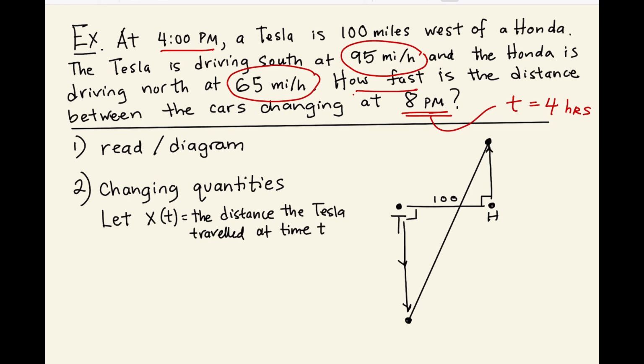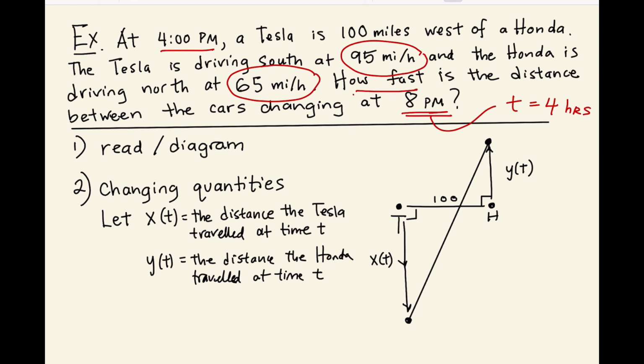And similarly, we're going to let y of t, or you could just label it y if you want, be the distance the Honda has traveled. And we're also going to need a variable to represent this distance. That's just the distance between the two cars. And so let me just call that z. So that entire distance here is z.